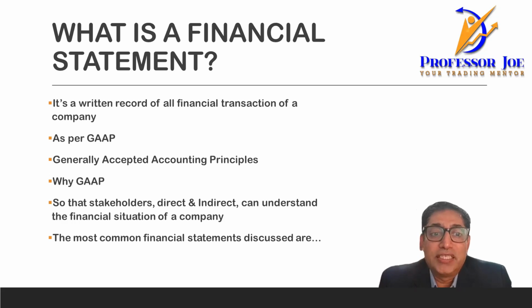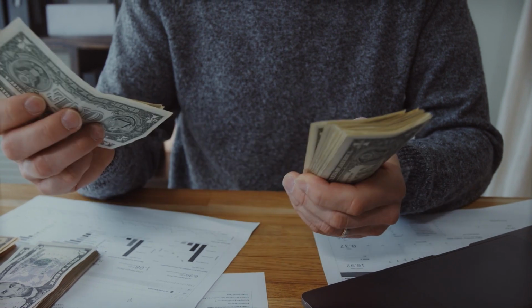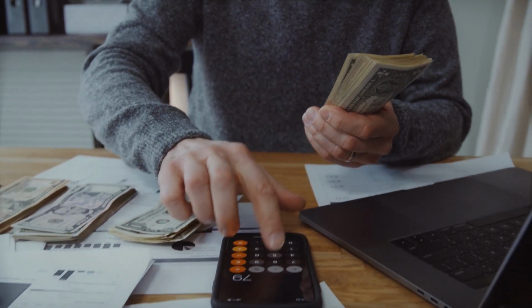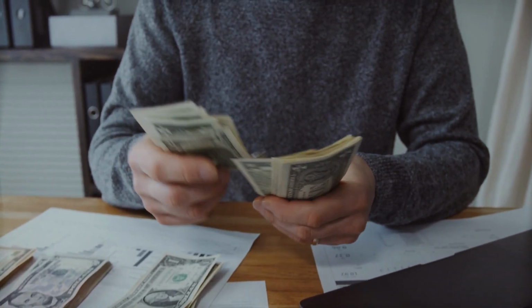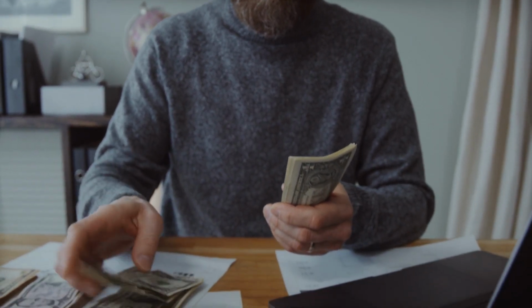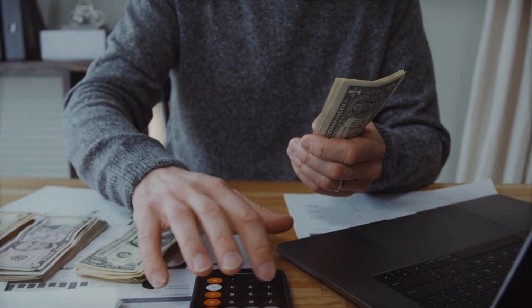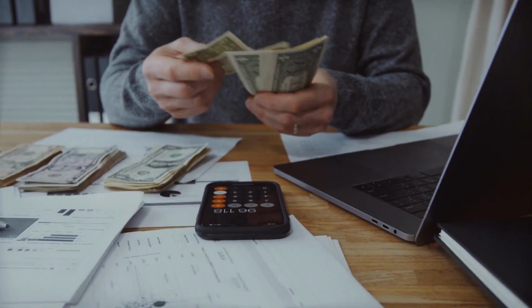Now, all these financial transactions are recorded in multiple statements. But the most important statements are the income statement, the balance sheet, and the cash flow statement. So today we will try to see the basics of these three types of statements. The first type of statement we are going to discuss today is the income statement. The income statement is also called the profit and loss statement.